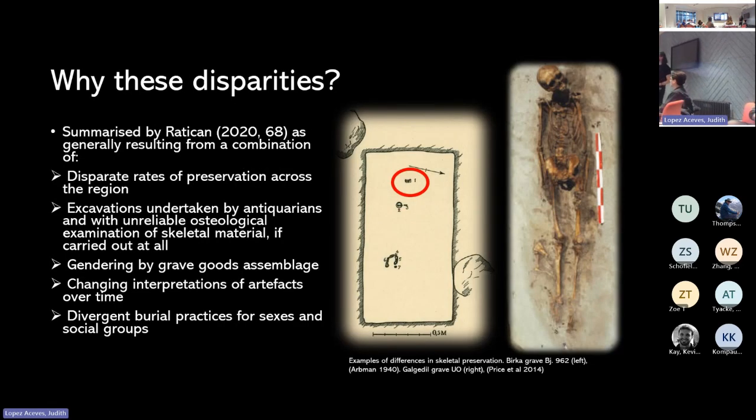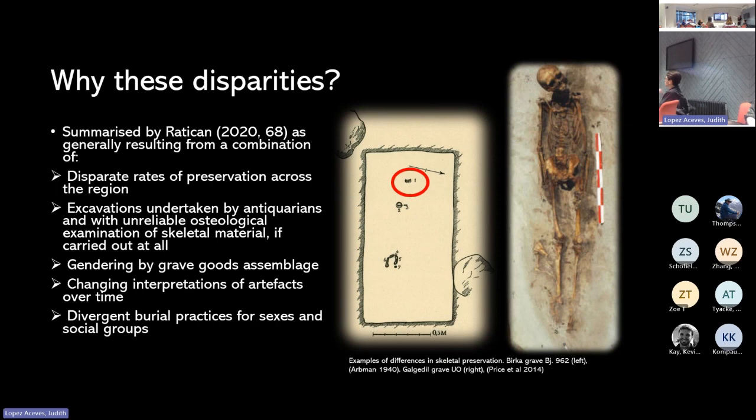So these are being summarized by preservation, which I'll move on to, excavations that took place in the late 19th and early 20th century, which are very problematic. Gendering by grave goods assemblage, which continued to be the predominant way that gendering and sexing occurred when studying Viking Age burials. Changing interpretations of artifacts over time, and as I've mentioned before, these massively divergent burial practices.